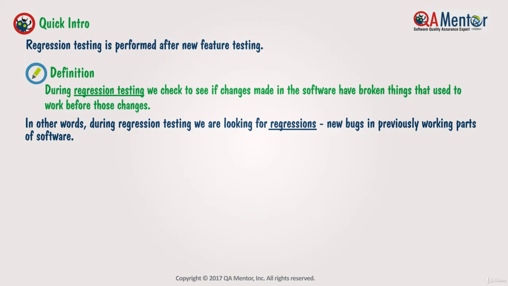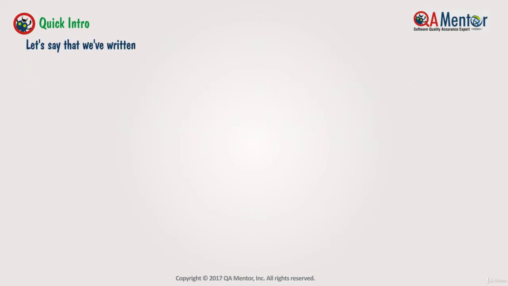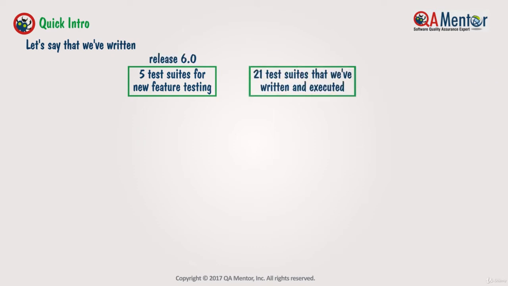of software. Let's say that we've written 5 test suites for new feature testing of Release 6.0. Also, we have 21 test suites that we've written and executed for previous releases. Each of those 21 test suites is a potential candidate for regression testing.